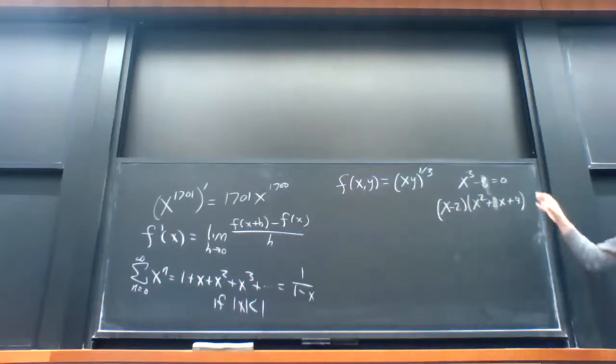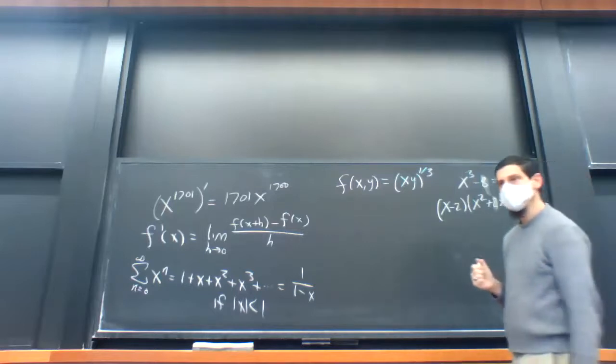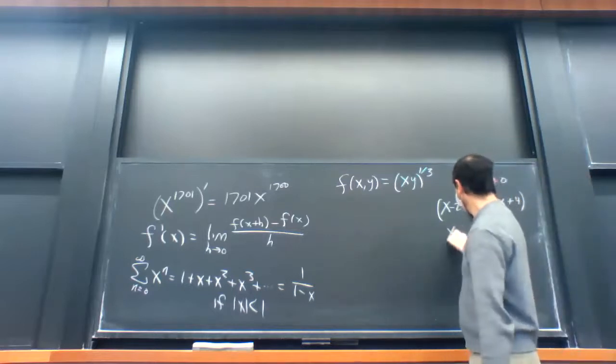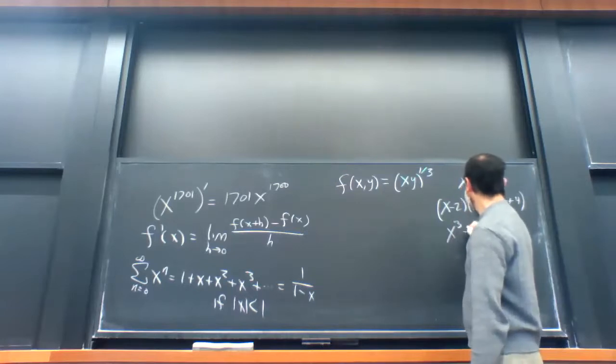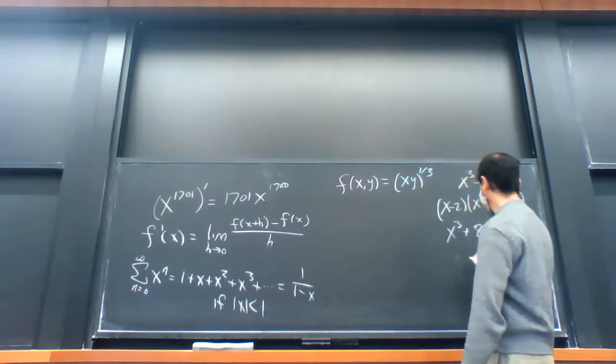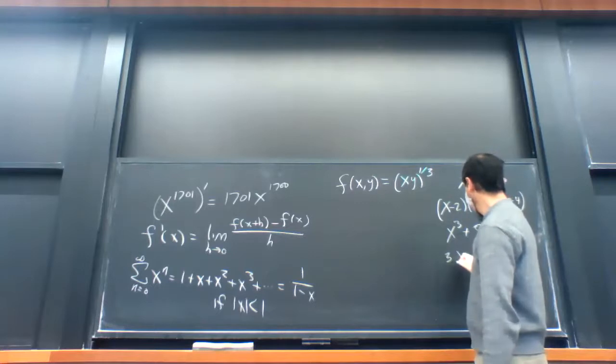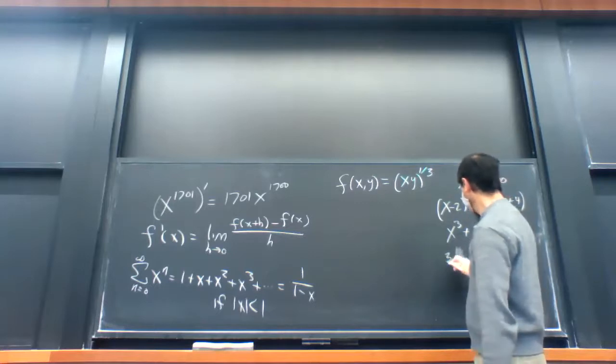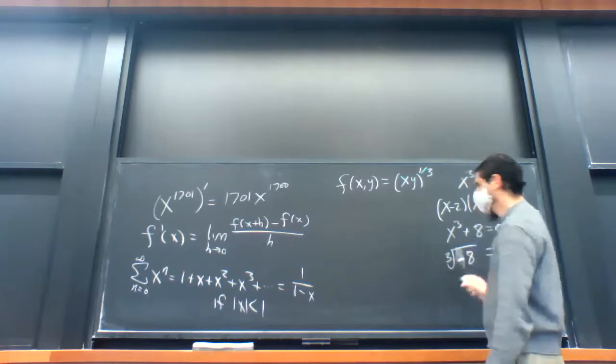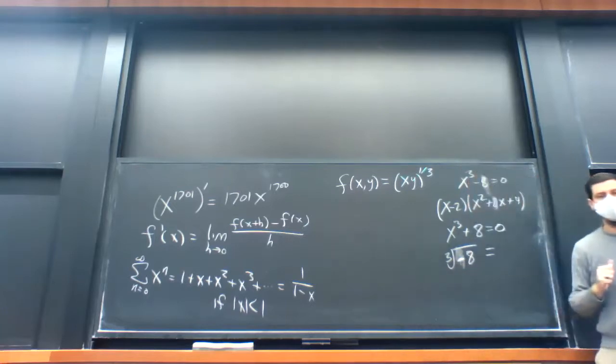What's nice about this is it's clear. If I have things that are cubed, I don't have to worry about square roots of negative numbers. What if I want to find x cubed plus 8 equals 0? So I want the cube root of negative 8. What would the cube root of negative 8 be?